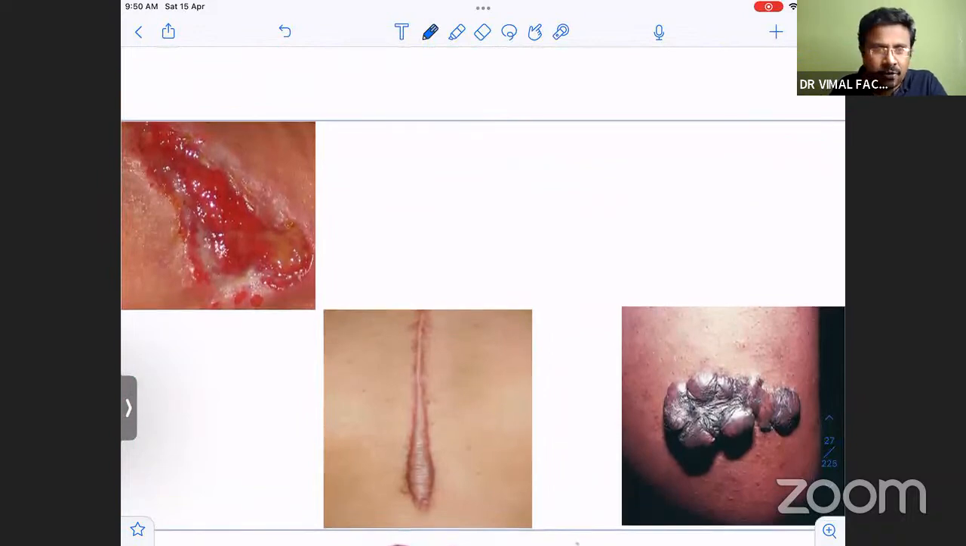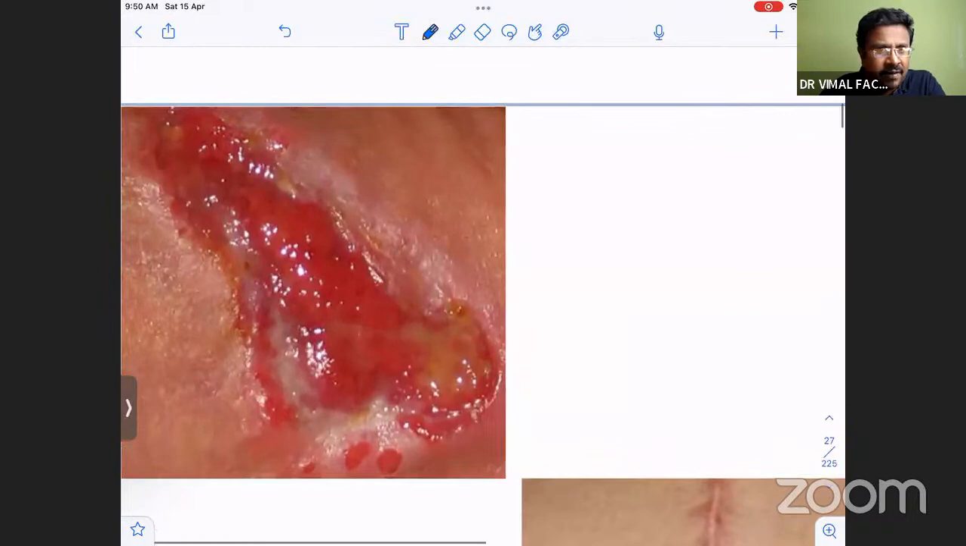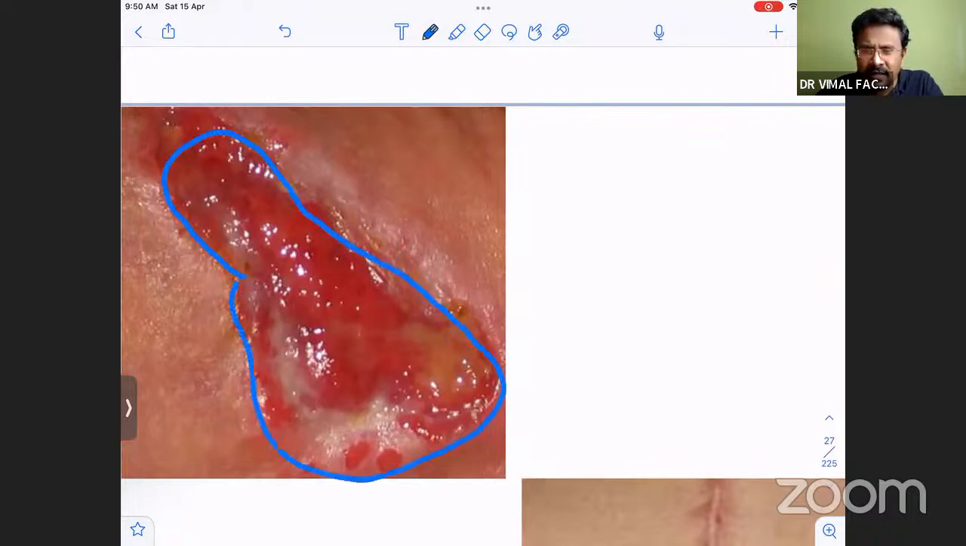Yes, let us move on to the complications of wound healing. So what is this? If a wound is not healed and you get this reddish area, what is this called? See, if granulation tissue is not there, then also the wound will not heal. If there is excessive granulation tissue, then also the wound will not heal.